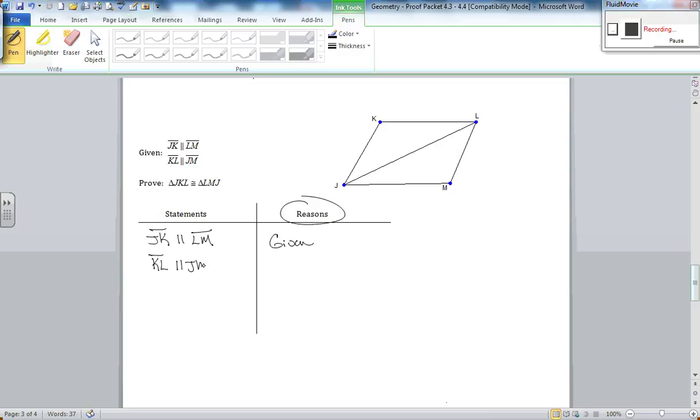What it says is we have two different pairs of parallel lines, which is good. We can go ahead and mark those. We have JK parallel to line segment LM, and we have line segment KL parallel to line segment JM. That's not congruent, it just means parallel. And what we're trying to prove is that triangle JKL is congruent to triangle LMJ.